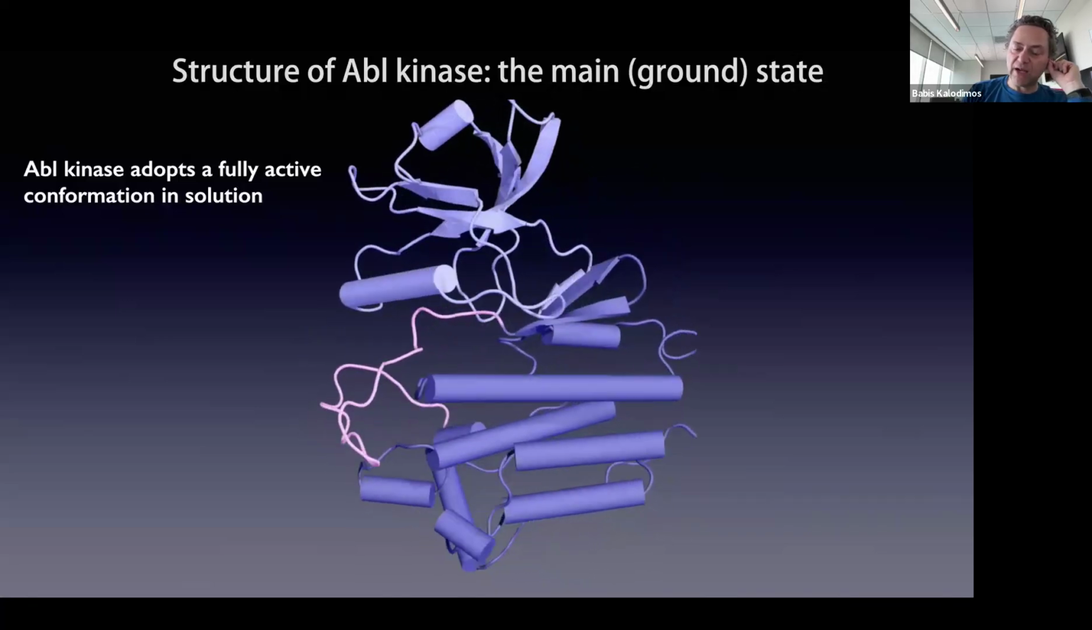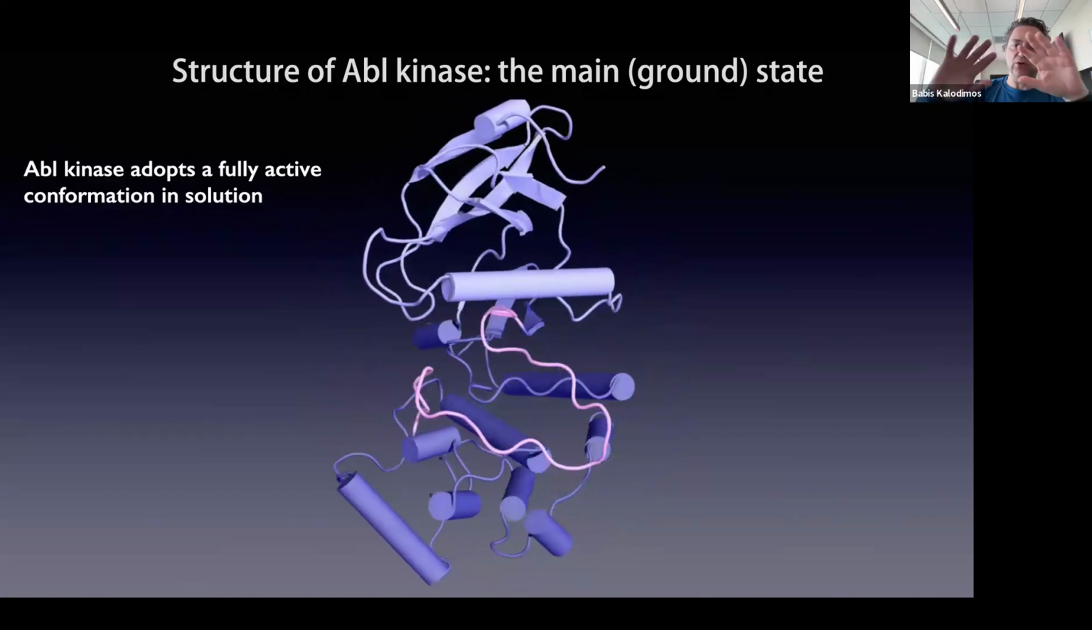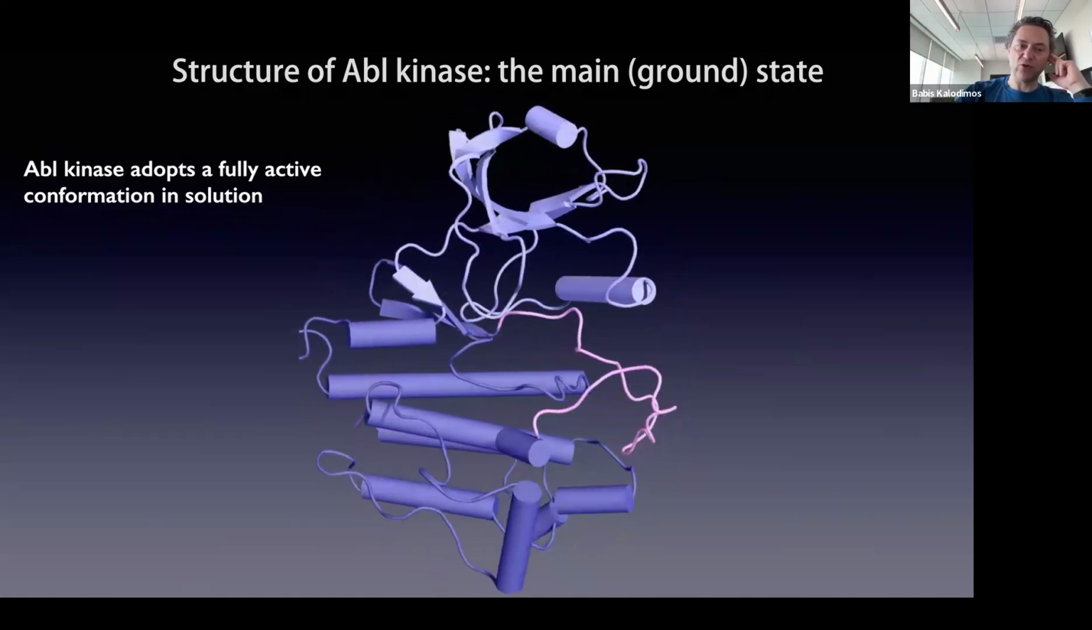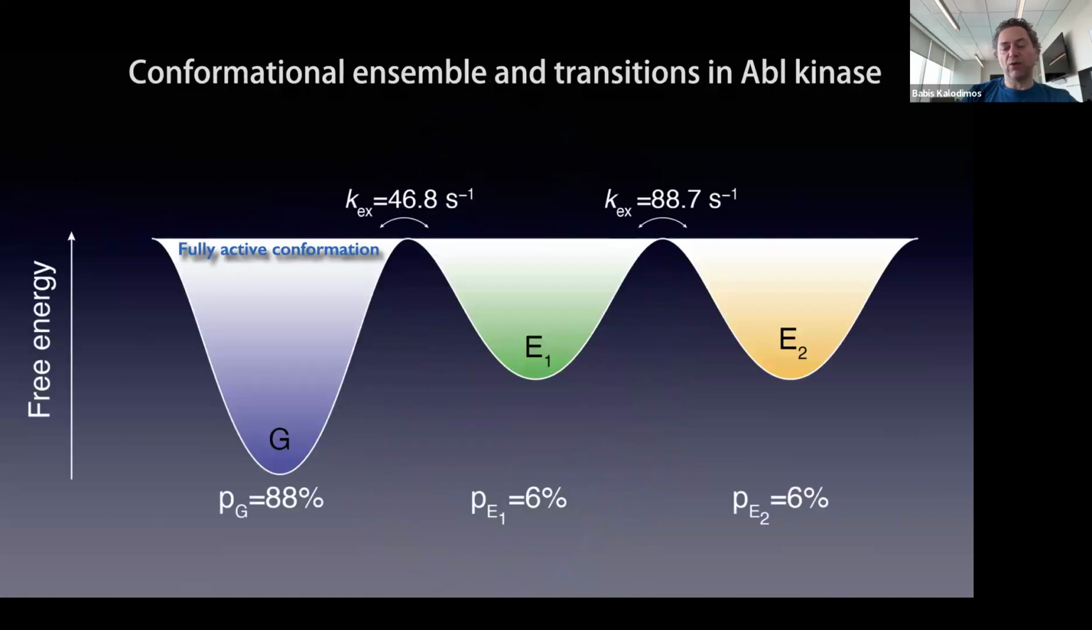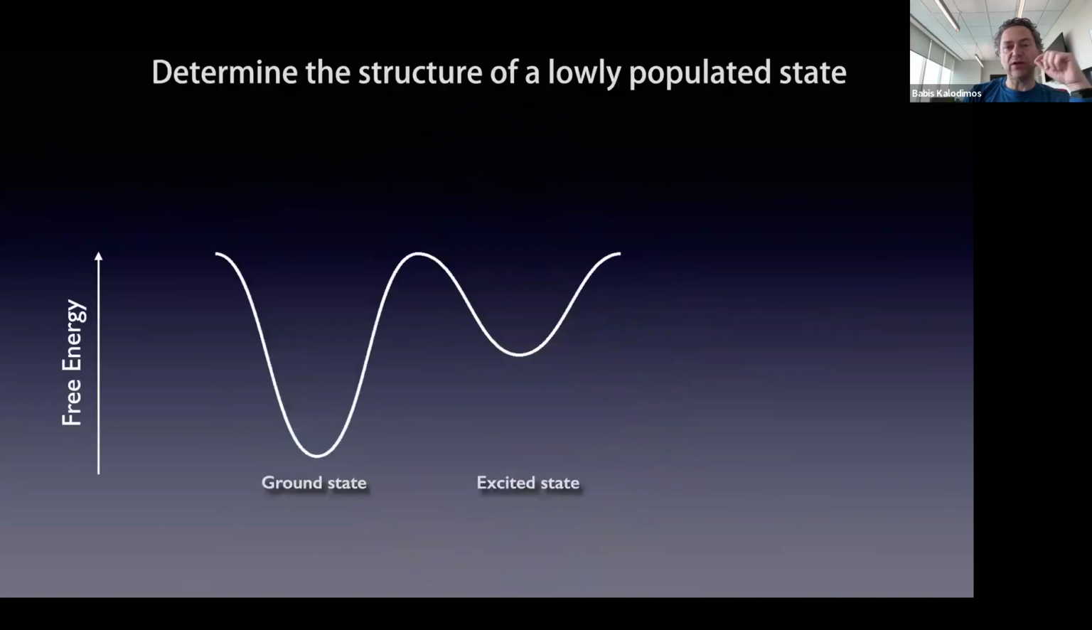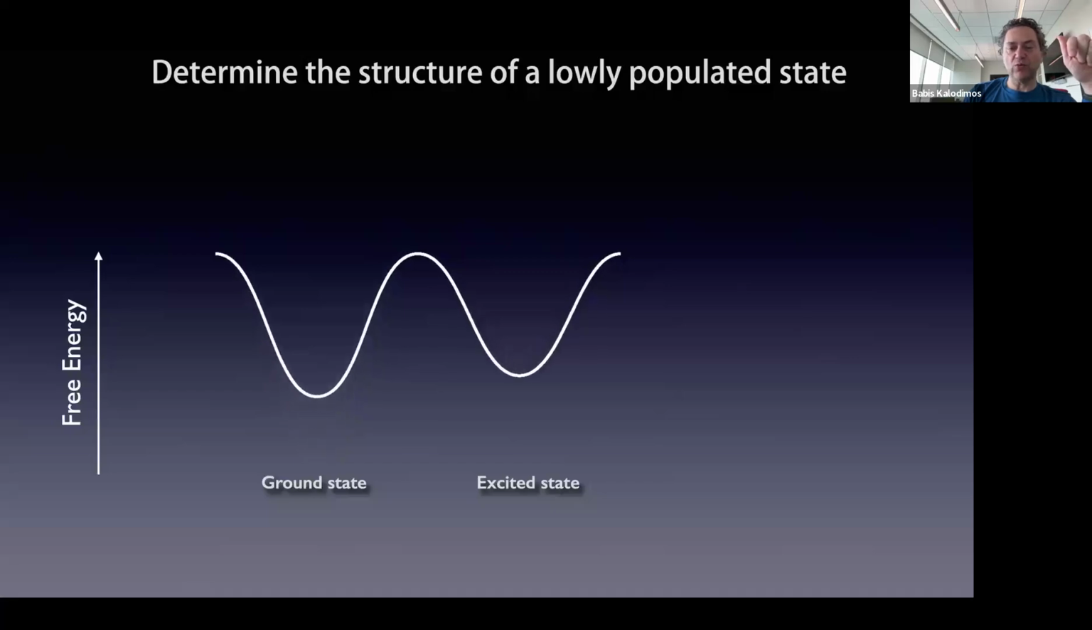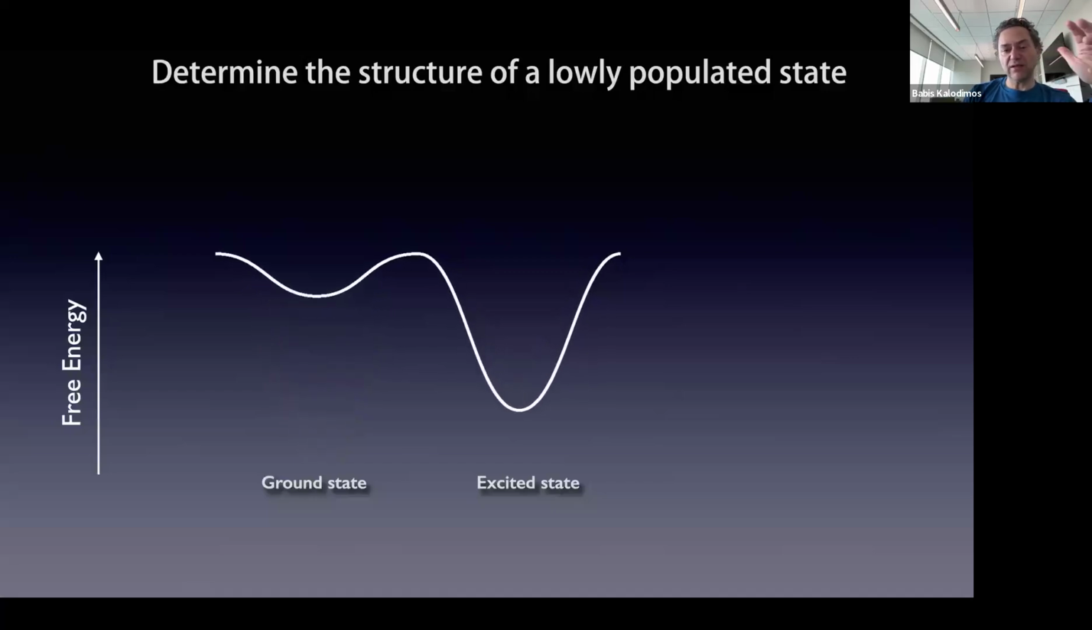So then we know that the Abl kinase domain itself, without the regulatory domains, just by itself adopts a fully active conformation in solution. And then we want to determine structurally the structure of the other conformational states. In order to do this, we cannot do it when a state is very low populated, so we have to convert the ground state to an excited state, so we can make the excited state the new ground state.